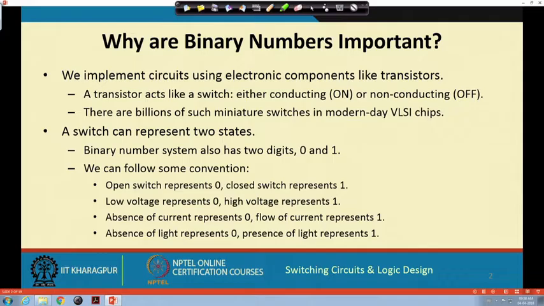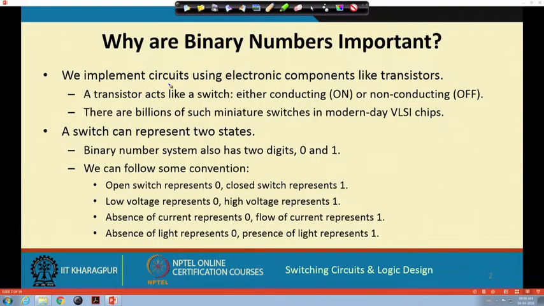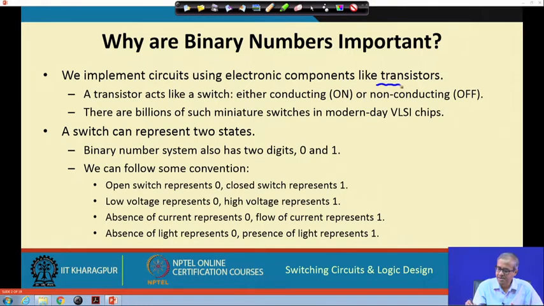So, let us first motivate ourselves why binary numbers are important, why do we use them. I just mentioned that binary numbers are important from the point of view of circuit design, but why is it so? To answer this question, you will have to understand how circuits are designed and implemented. Modern day circuits are invariably implemented using basic building blocks like transistors. They are typically MOS transistors, metal oxide semiconductor.